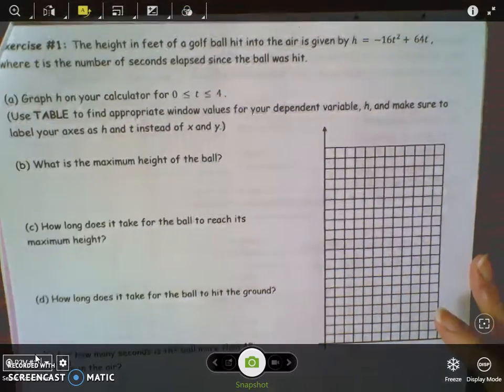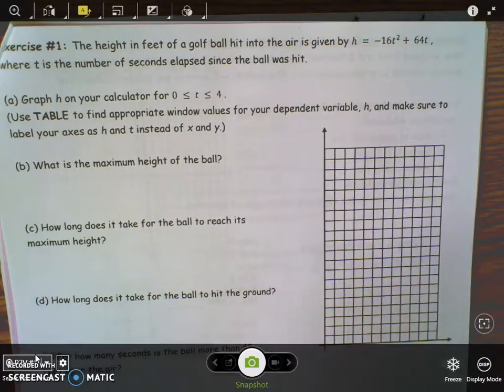Okay guys, we're going to do the very last problem in 6.7 and we are going to use our graphing calculator. So if you don't have one already, please pause it and get a graphing calculator. Okay, I'm going to assume you have your graphing calculator now.